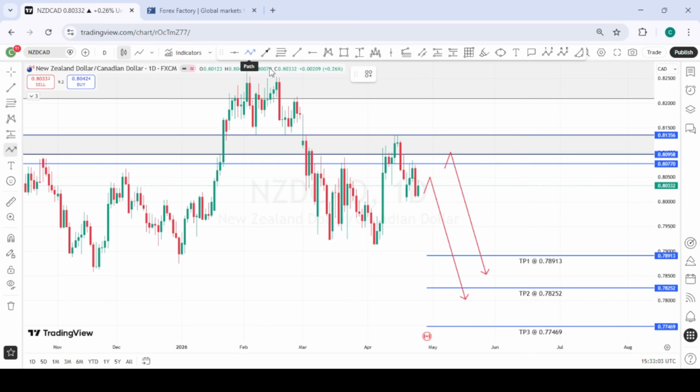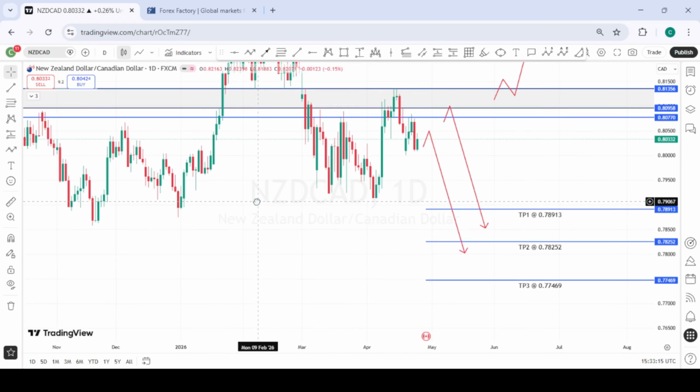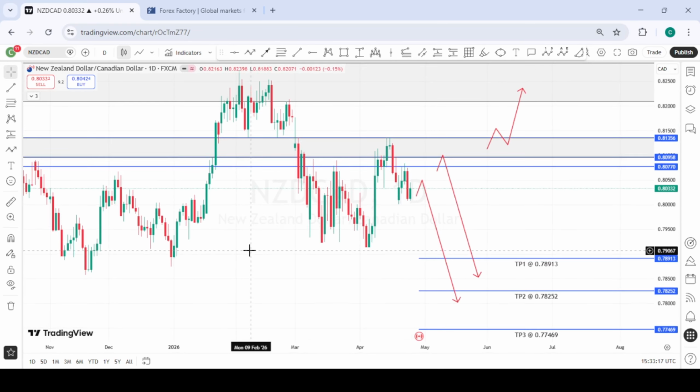This can only be considered very bullish if we get a daily candle break above here and continue the buy to the upside. So we are currently going to look at the bearish side for NZDCAD rather than the bullish side. I think it's quite different from AUDCAD. AUDCAD is quite the opposite of this.